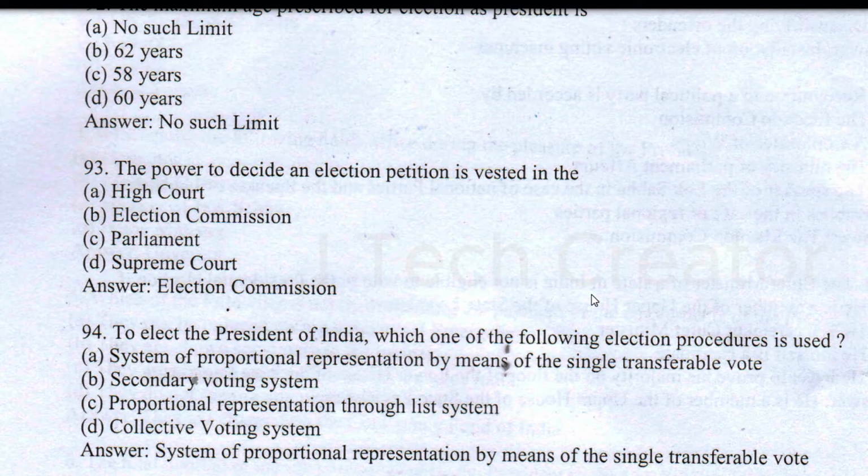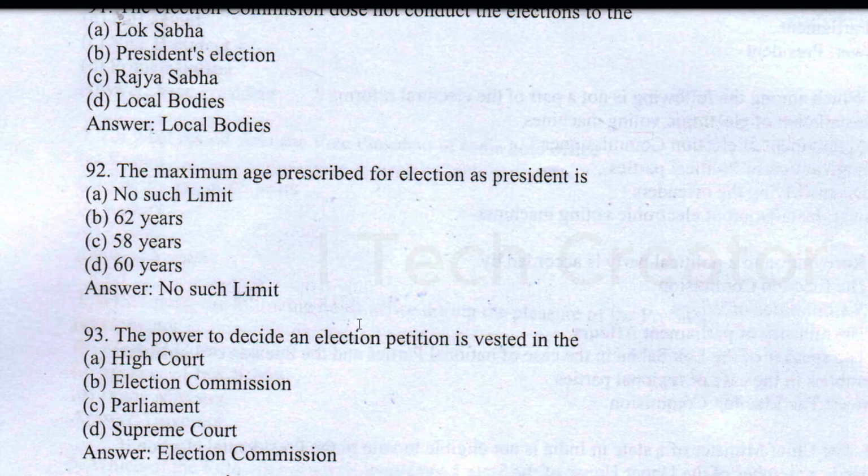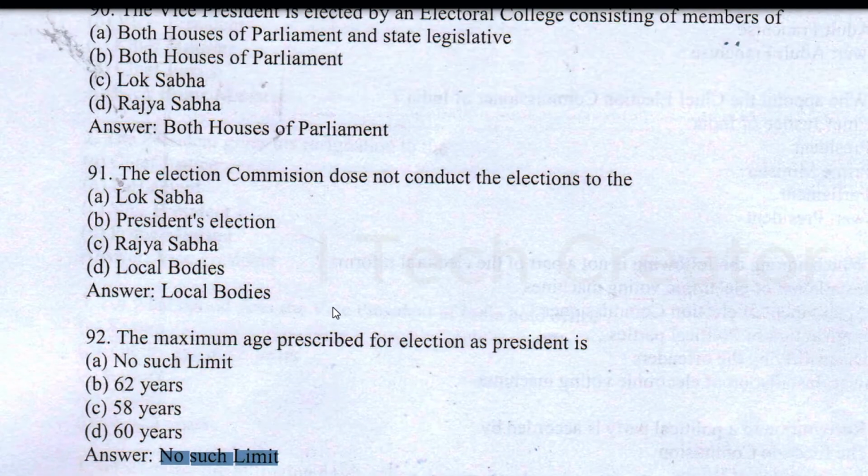Next, 93. The power to decide an election petition is vested in the Election Commission. Yes. The maximum age prescribed for election as President is no limit, no such limit. The Election Commission does not conduct the elections to the local bodies.